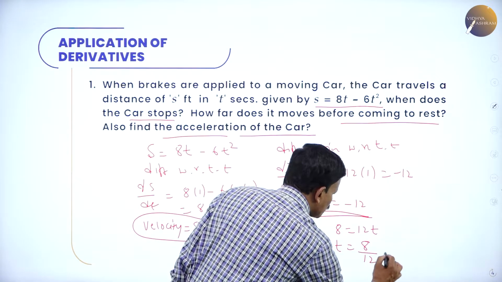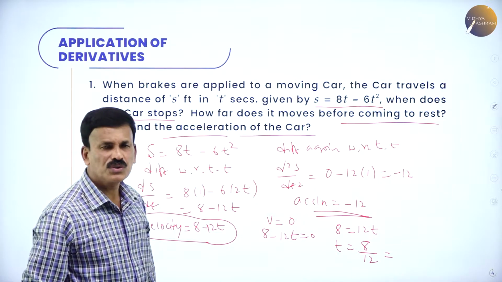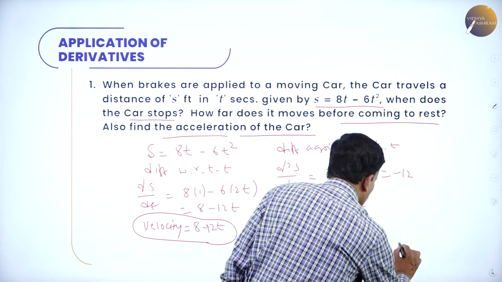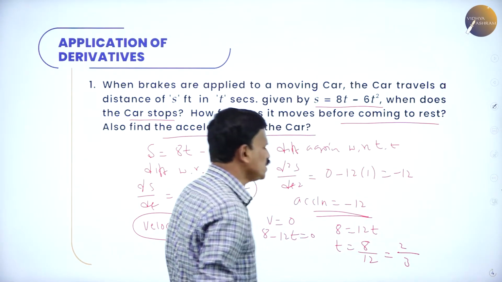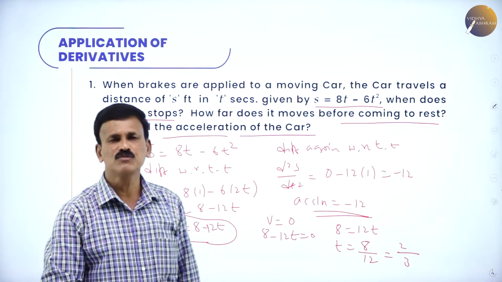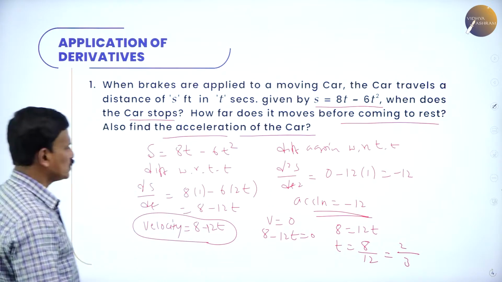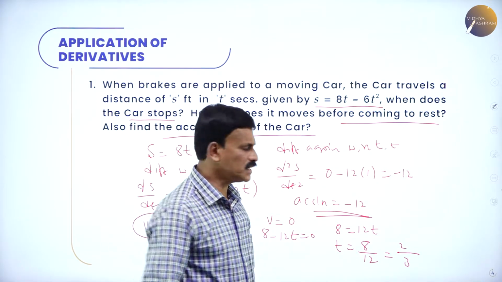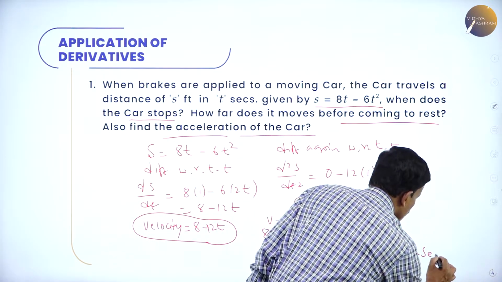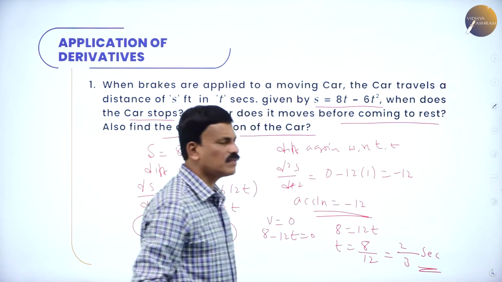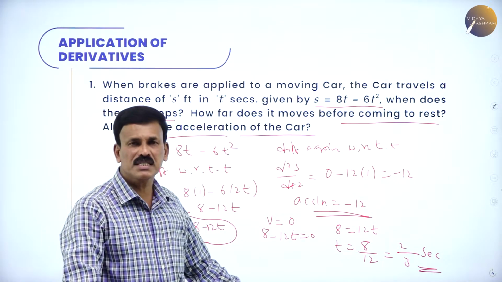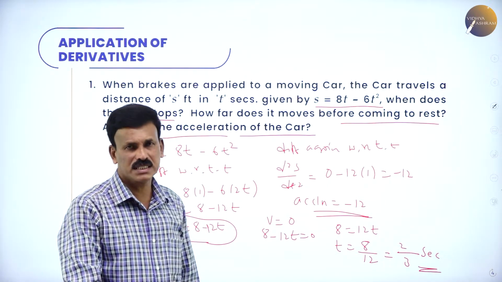t is equal to 8 divided by 12. Divide by 4: 4 twos are 8, 4 threes are 12. So t is equal to 2 by 3. So when time t is equal to 2 by 3 seconds, the car stops. After applying the brakes, it will come to rest after 2 by 3 seconds.